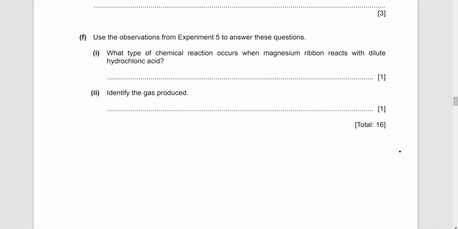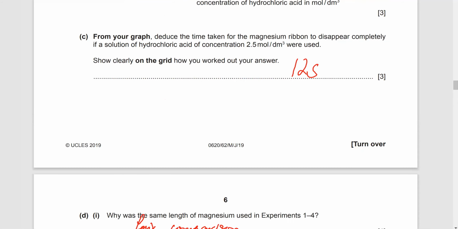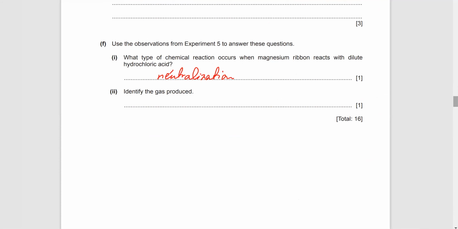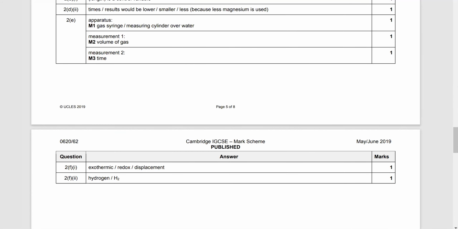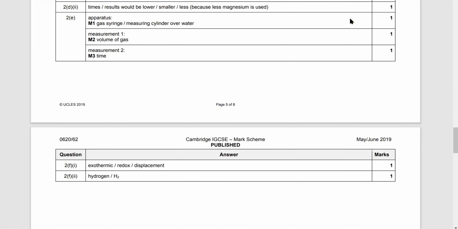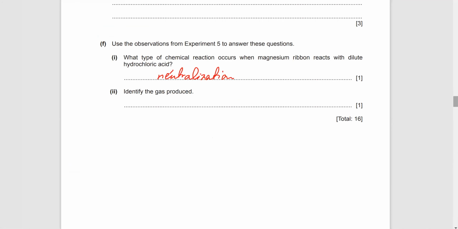Next one is use observations from experiment 5 to answer these questions. What type of chemical reaction occurs when magnesium ribbon reacts with dilute hydrochloric acid? So it's a neutralization reaction. The acid gets neutralized. Let me check that as well. Okay, they did not take neutralization. What they wanted was something else, so this is incorrect.